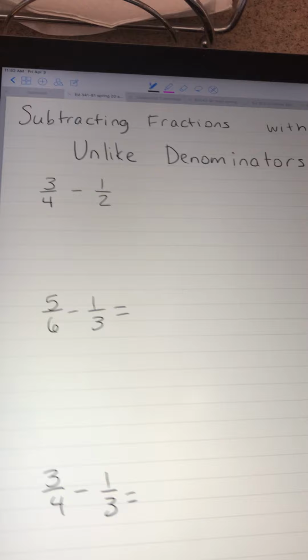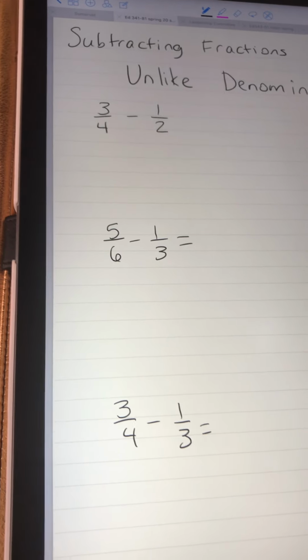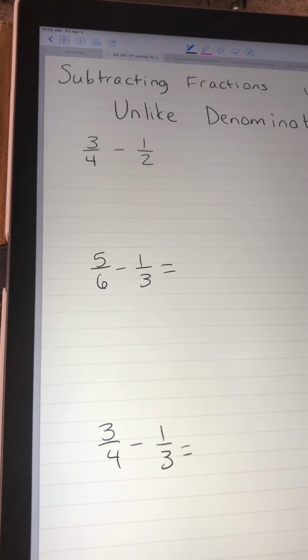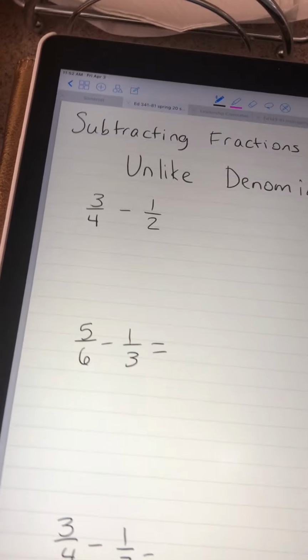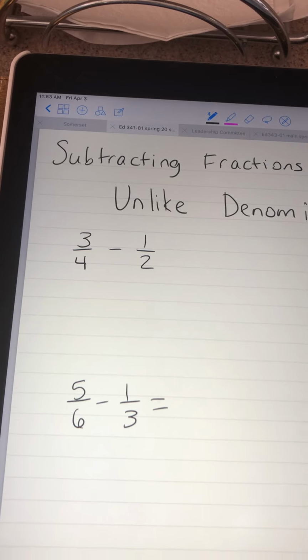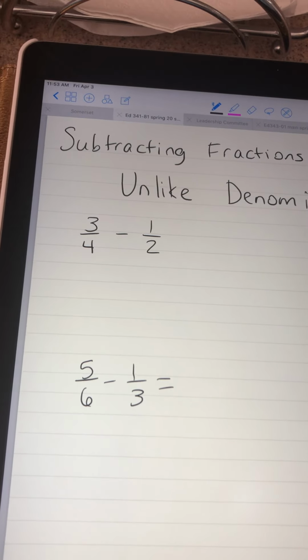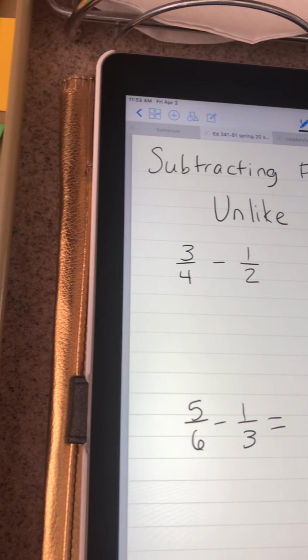So let's talk about modeling subtracting fractions with unlike denominators. Just like when you're adding fractions, in order to subtract fractions, you have to have a common denominator. In my first two examples, you'll notice that 2 is a factor of 4 and 3 is a factor of 6. So the 4 and the 6 are the common denominators for these two problems.